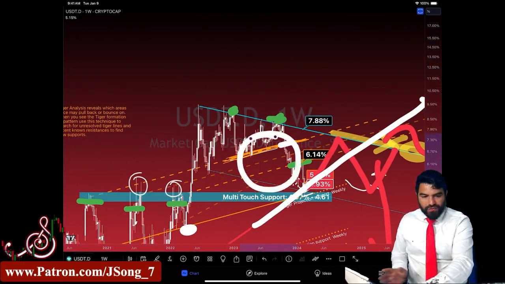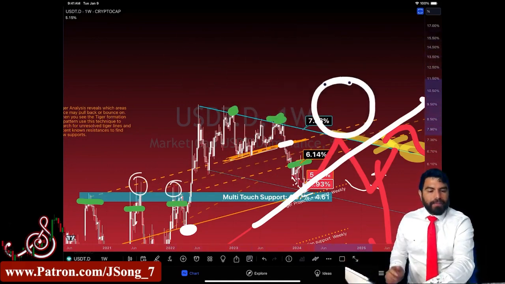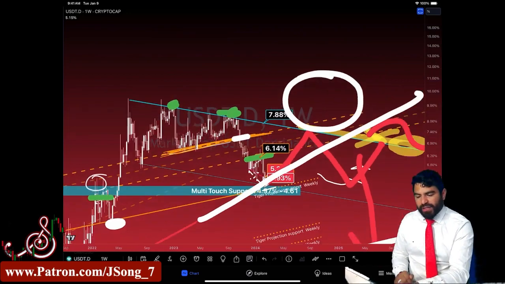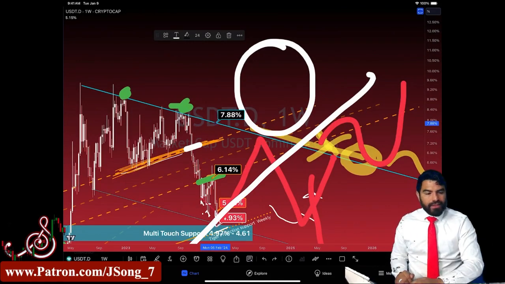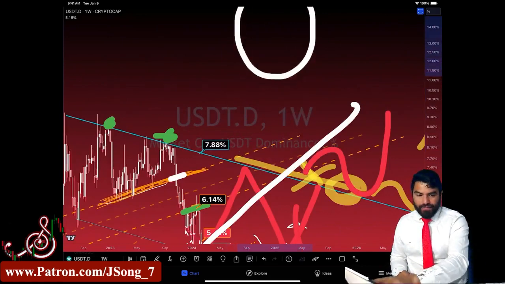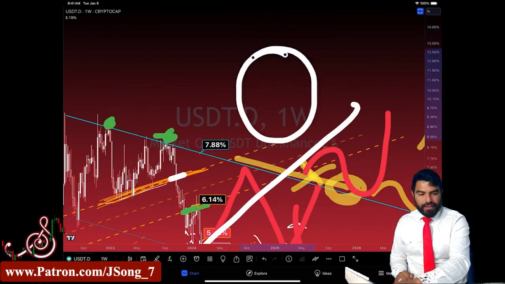This is a multi-touch flat along here on this blue line. And here's the downtrend. If we're up here in these areas, then what I'm going to do is I'm going to make a video. And if we're above that 7.88% area, somewhere around here, then I'm going to make a video and say, guys, this is very negative for Bitcoin. This would be the next area that would be very negative for Bitcoin.